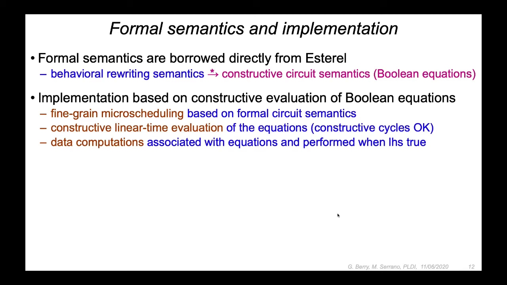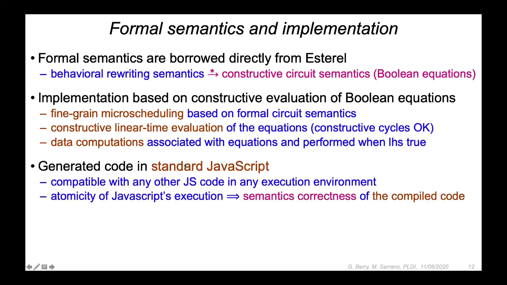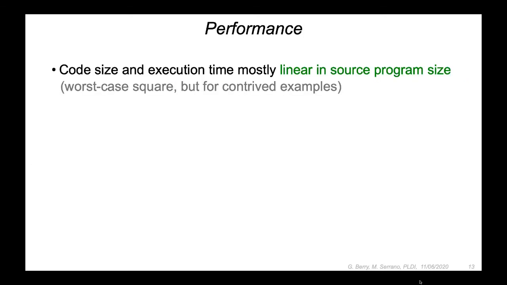It goes by a fine-grained macro-scheduling based on the formal circuit semantics, and it yields a constructive linear time evaluation of the equations. The generated code is in standard JavaScript. It is compatible with any other JavaScript code in any execution environment. Atomicity of JavaScript implies semantic correctness of the compiled code with respect to the synchrony hypothesis. Now about performance. Due to the compiling techniques, code size and execution time are mostly linear in source program size. There are quadratic cases, but very artificial ones.